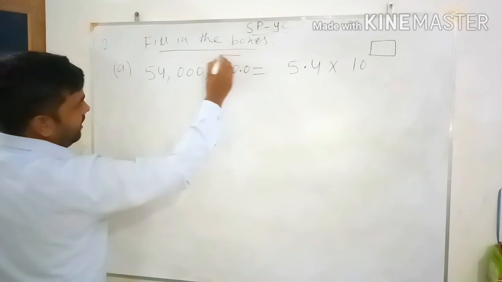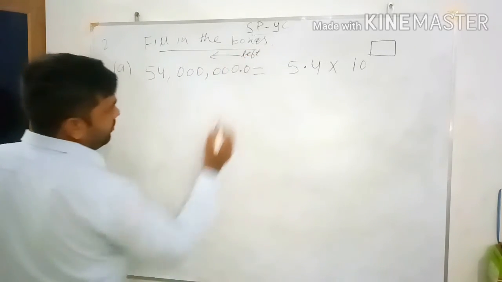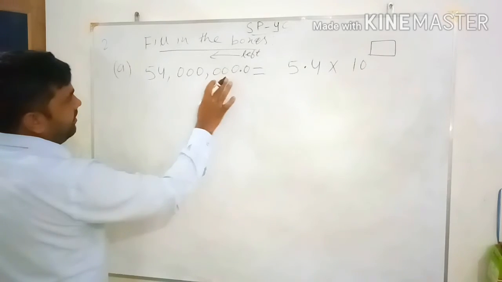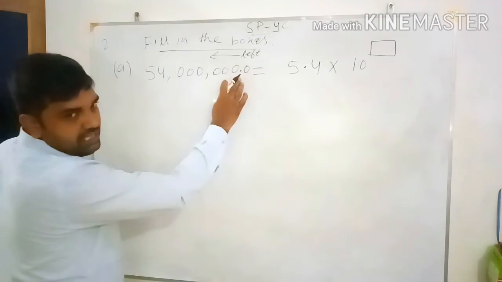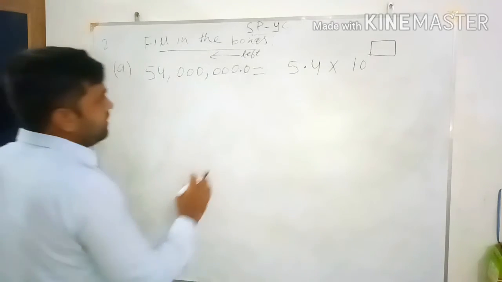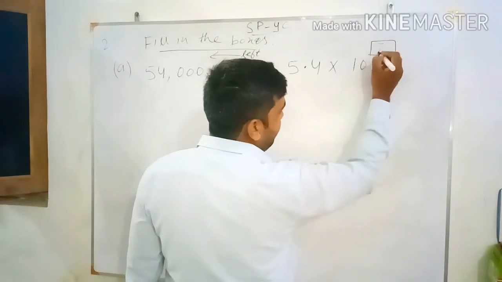This is on the left direction. So I am shifting the decimal to the left. That is 3, 6, 7. So I am going to shift this decimal 7 places left. Shifting the decimal 7 places left means you have to raise the power here, 7.